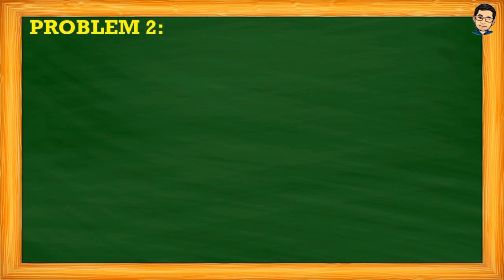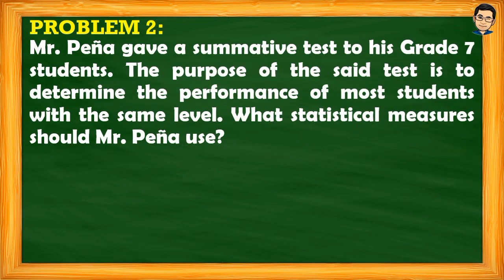Next, problem number 2. Mr. Peña gave a summative test to his grade 7 students. The purpose of the said test is to determine the performance of most students with the same level. What statistical measures should Mr. Peña use? Since kinoconsider niya yung individual performance ng students dun sa particular level na yon, ang pinakaakma na gamitin ni Mr. Peña is standard deviation.